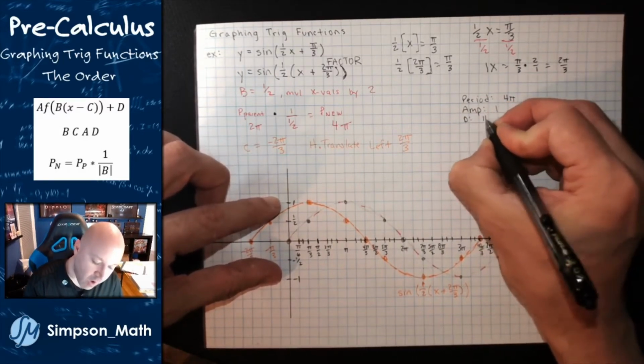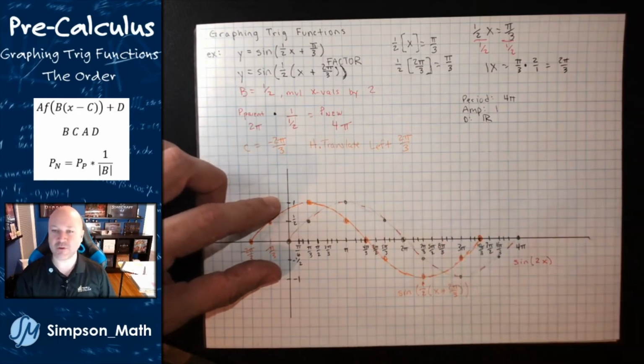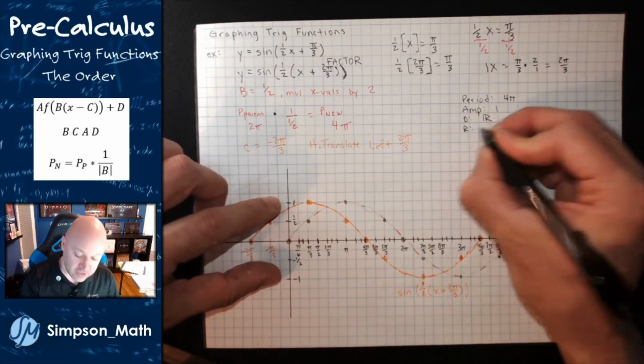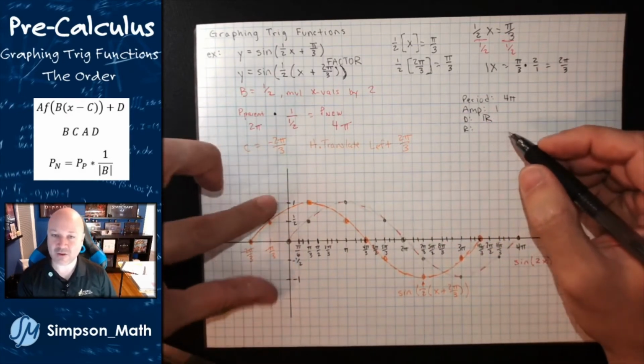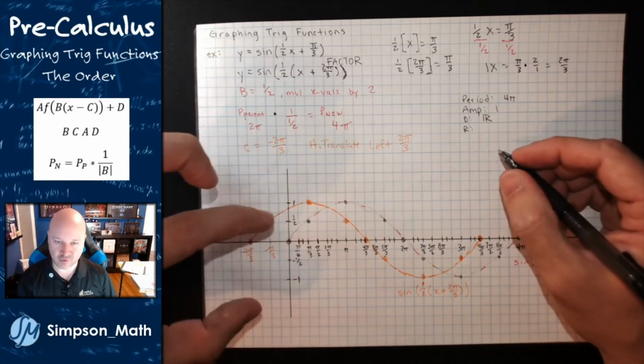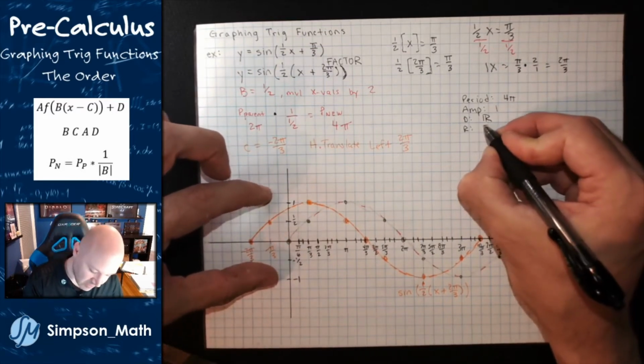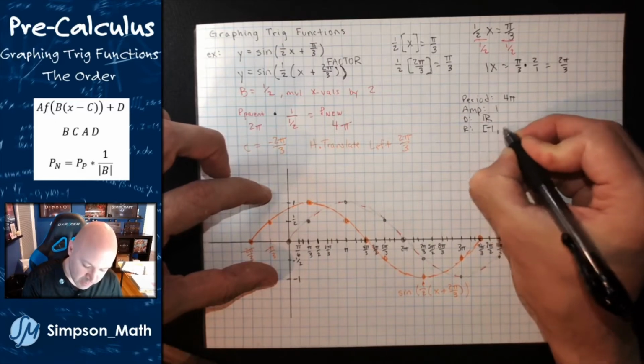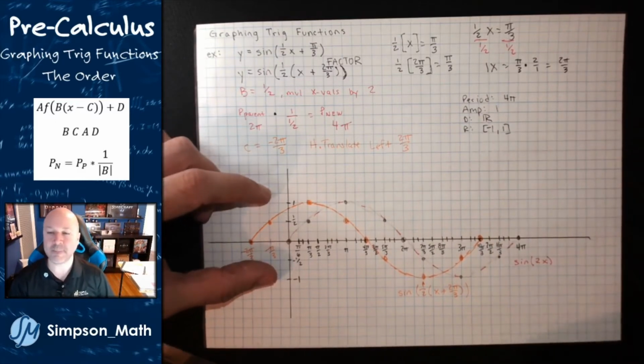The domain is all real numbers. Of course, the sine wave goes on forever. Range, because there was no a value, that range is not going to be affected either. It goes from -1 up to +1, both included.